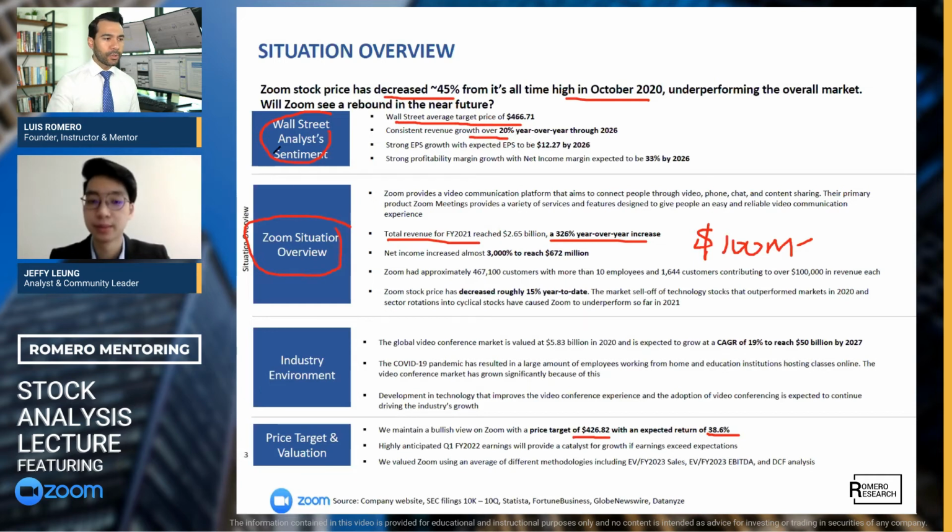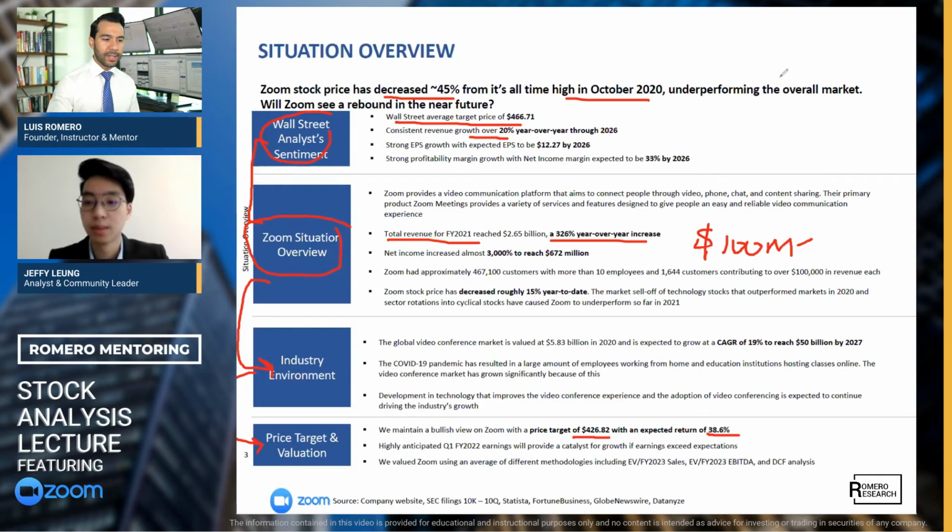Okay. So these first two account for the situation overview of the business, understanding the story and what's been happening. Remember when we also talked about the industry? Here you have information about the industry. And then when it comes to applying technical skills, valuation, it's being applied in this final section down here. Now, what about risk? Do you see any risk associated with the overall business model of Zoom?